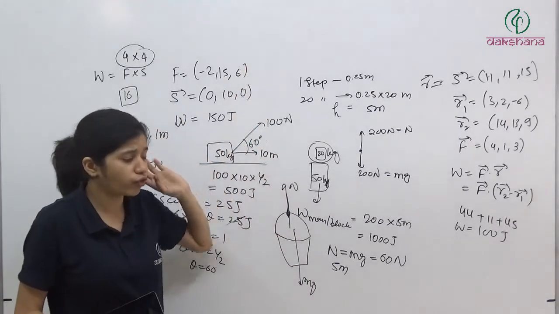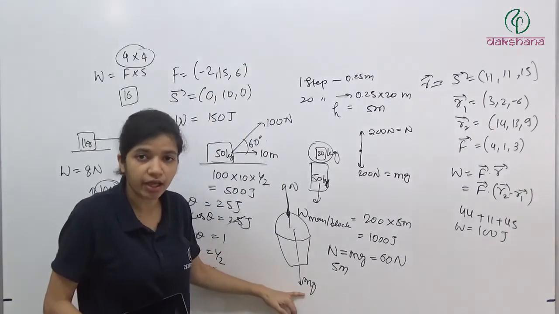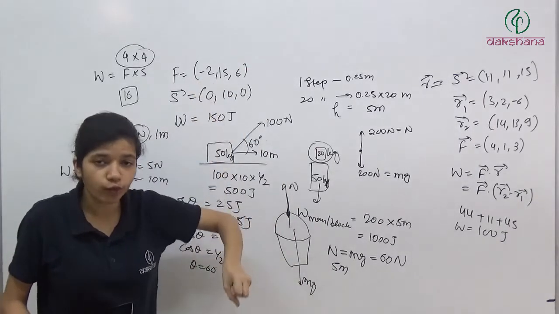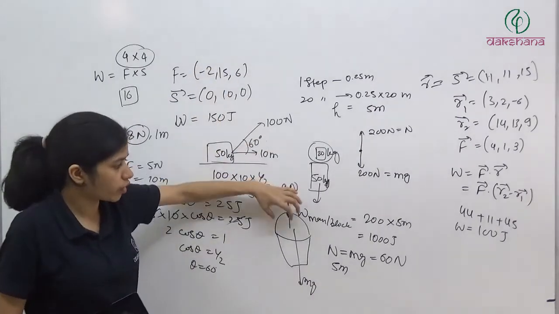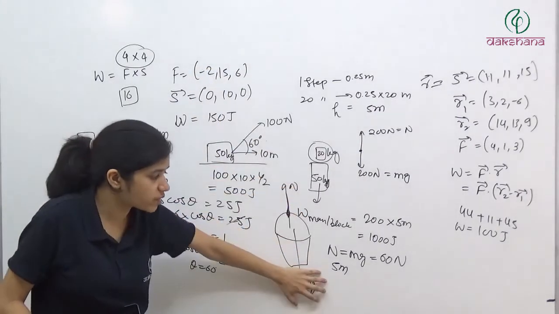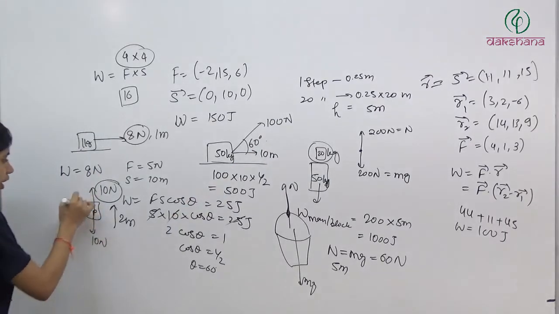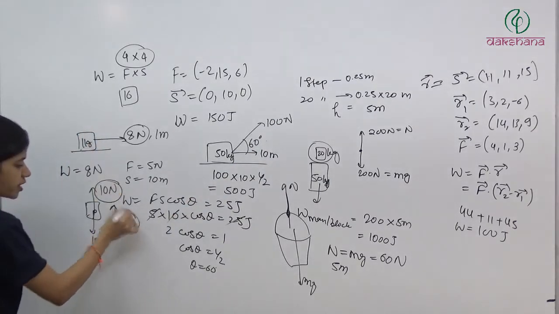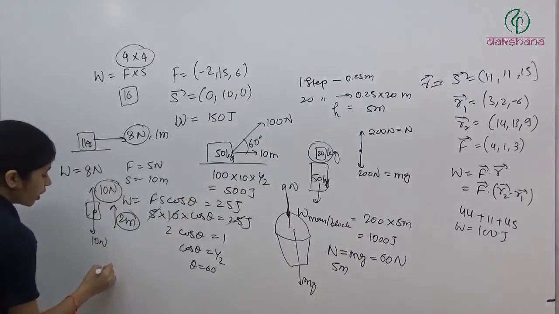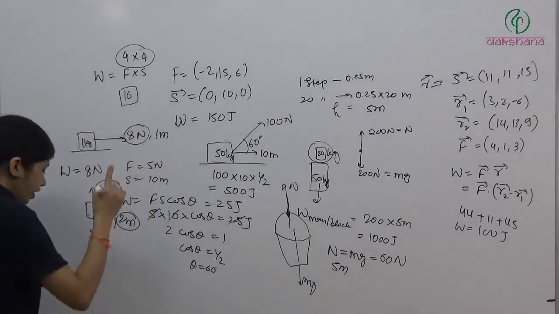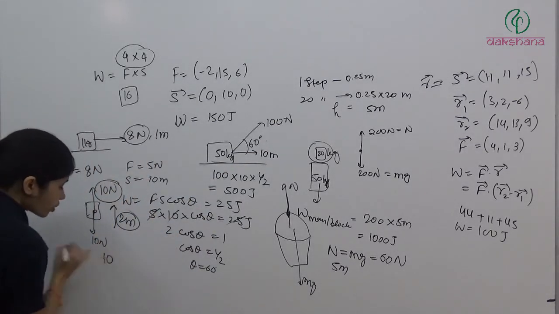So what will we have to do? We'll have to work against gravity. mg is pulling it downward. So we have to overcome that mg and then take the body upward. We have to apply this much force in upward direction. So here, 10 Newton is acting downward, 10 Newton force will apply in upward direction, and displacement is 2 meter.